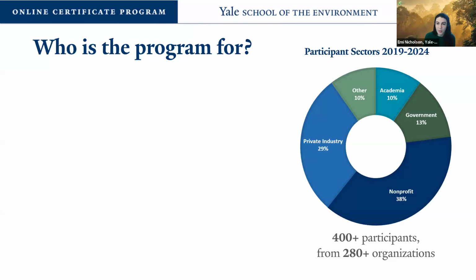Well, we want to know a little bit more about who this program is for, and we'll show you here on the right. You'll see participant sectors of the past 5 years, where we've had over 400 participants join this program from over 280 organizations, representing a wide variety of sectors from private, nonprofit, government, academia, or some other association.